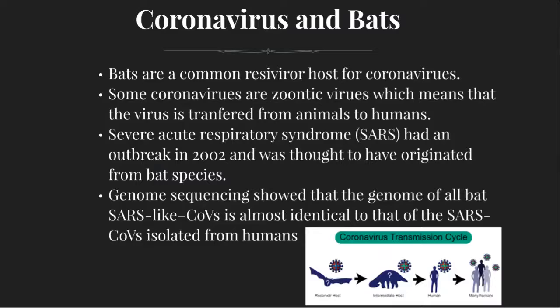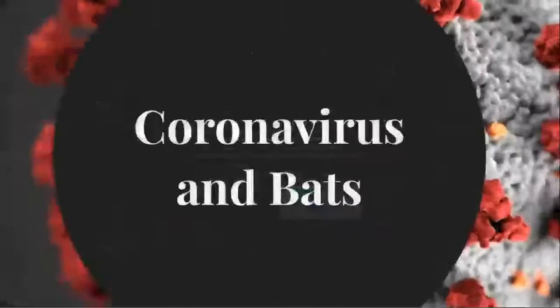And severe acute respiratory syndrome was an outbreak that happened in 2002, and it was thought to have originated from bat species. And when they did a genomic sequencing of bats, they found that the bats had an almost identical genome to SARS-related isolates that they had from humans.